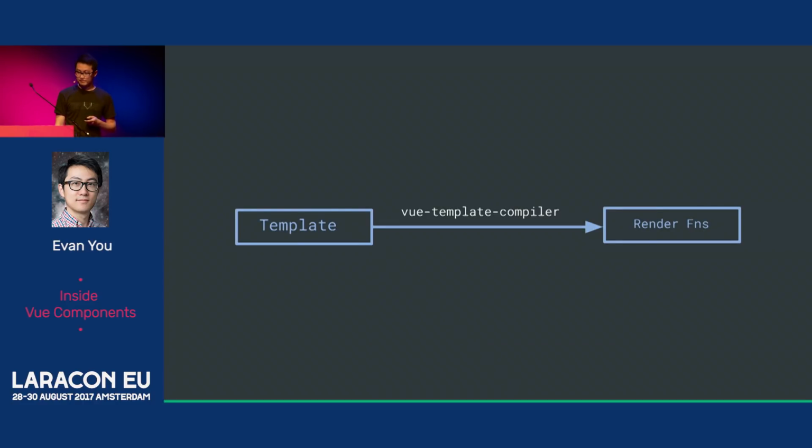So that's a very quick high-level overview of how the template part is handled. The big takeaway is that templates in single-file components are just converted into JavaScript. And eventually all we get is just a function, a string that represents a JavaScript function in our compilation phase. So, OK, we're done with templates.